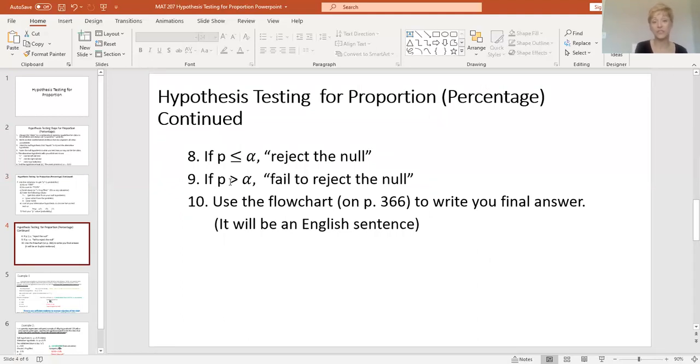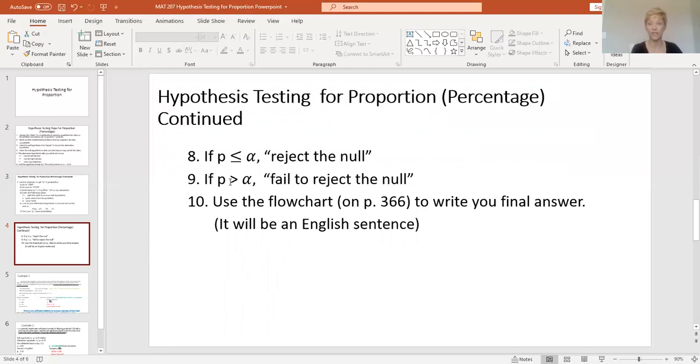And then you're going to use this flow chart on page 366 in your book, and you're going to write your final answer down there. And so your final answer is going to be an English sentence, okay? So let's go back and work a couple of problems.